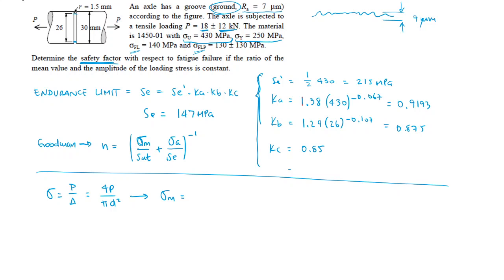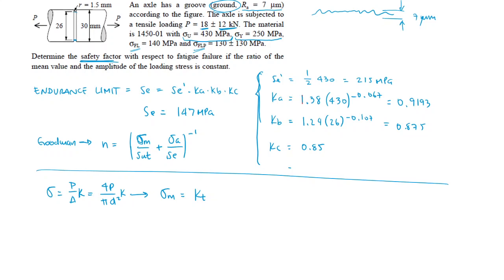Besides this, I'm missing one thing to get my coefficients: a stress concentration coefficient. For sigma mean, I'm going to use a KT. Not KS because it's not shearing, it's normal, and it's a T, not an F, because it's not fatigue yet. This is mean, so this is constant. So 4P mean over pi d squared.